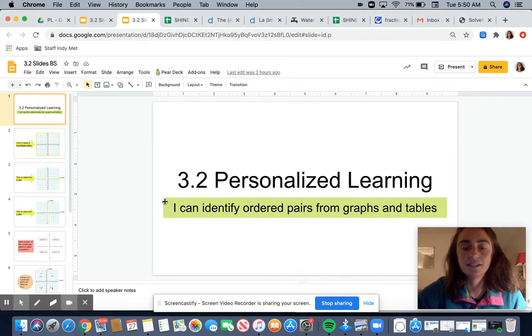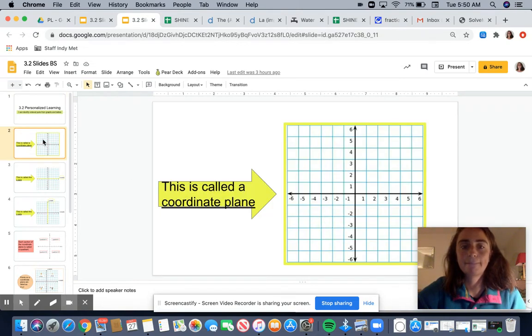So today's lesson is about identifying ordered pairs from graphs and tables. When we talk about ordered pairs and graphs, we're talking about this guy right here. This is called a coordinate plane.